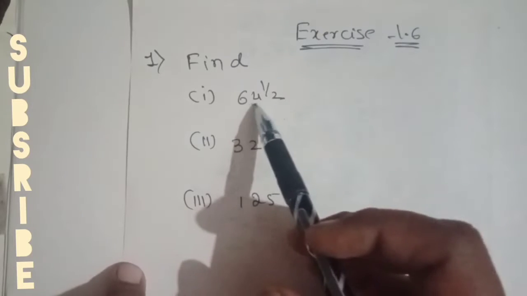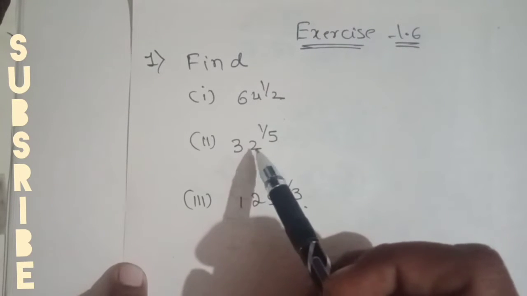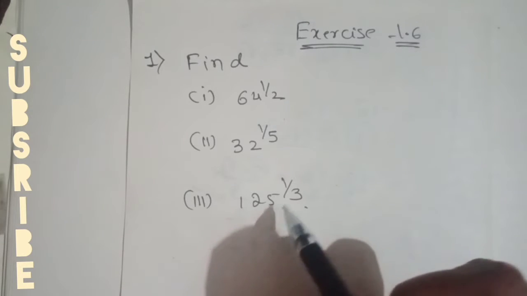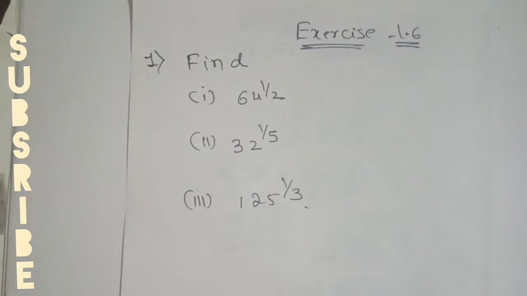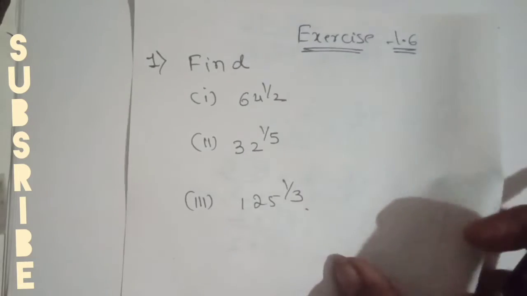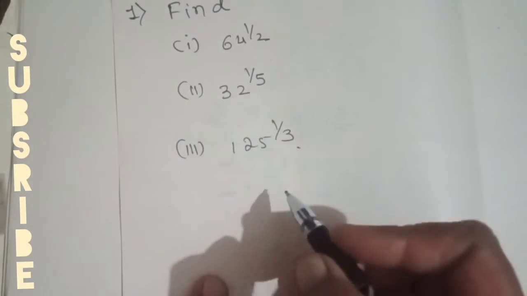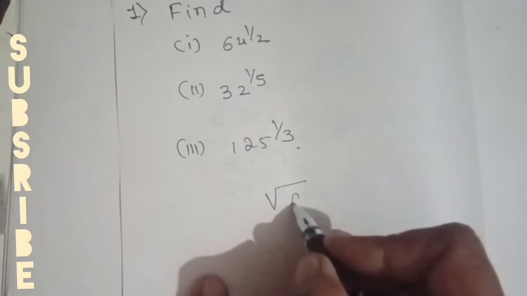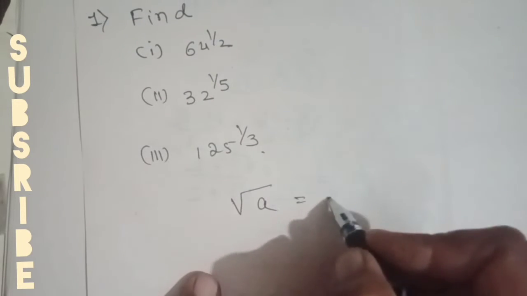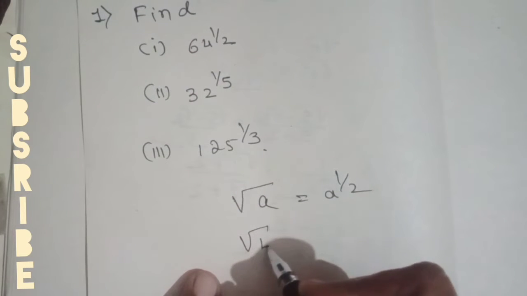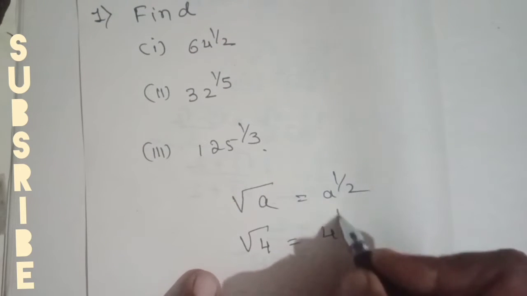These are 64 raised to 1 by 2, then 32 raised to 1 by 5, then we have 125 raised to 1 by 3. See, these problems are very simple, and before moving to the solution, I'll explain a little. Square root of a can be written as a raised to 1 by 2, and square root of 4 can be written as 4 raised to 1 by 2.